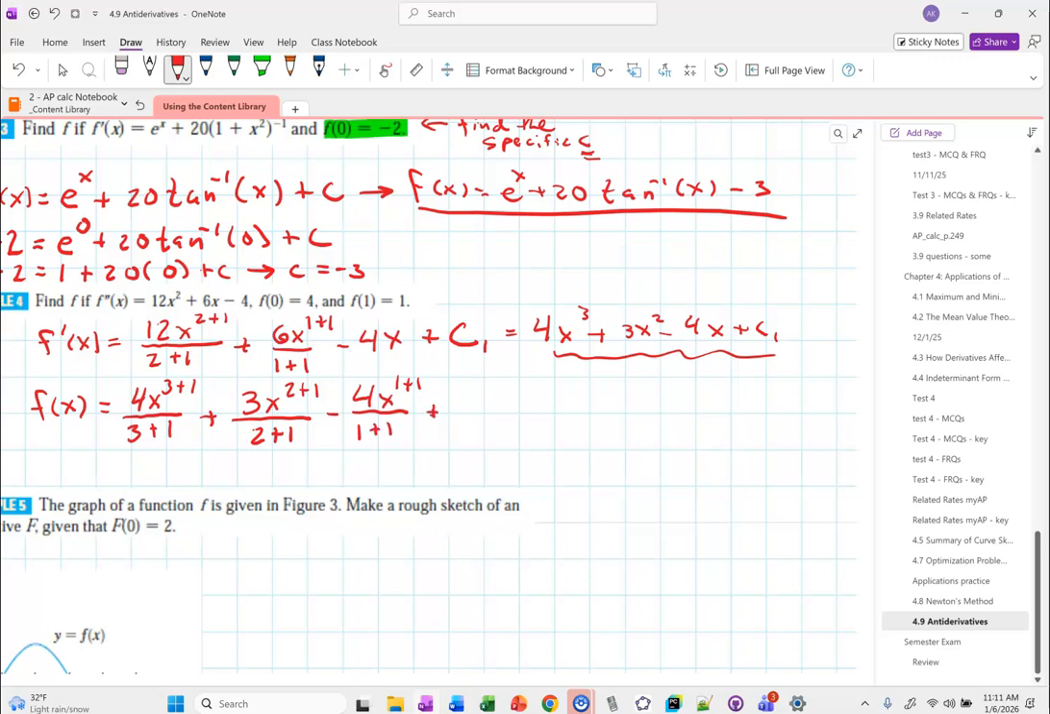The antiderivative of c1 is going to be c1x, because c1 is a constant, right? The antiderivative of a constant is the constant times x, and then plus a second constant. If you want to call these like C and D, that's fine. You could do two separate letters. I like doing subscripts. Whatever your fancy is, that's fine. Let's simplify this down.